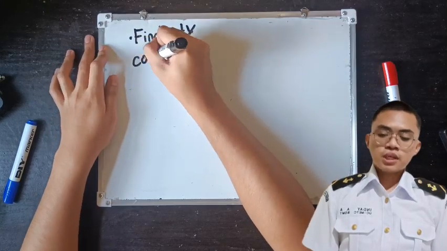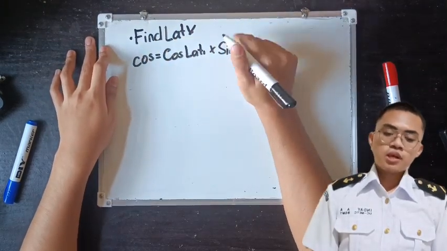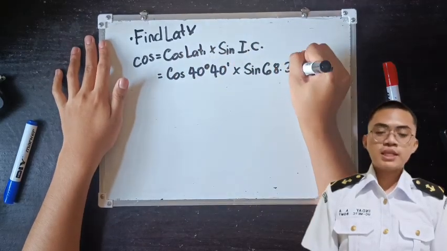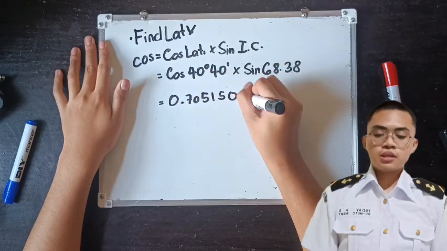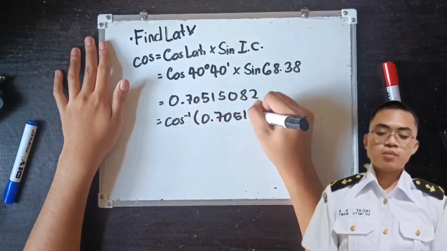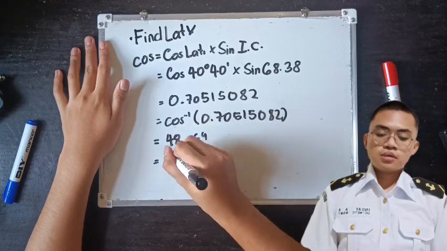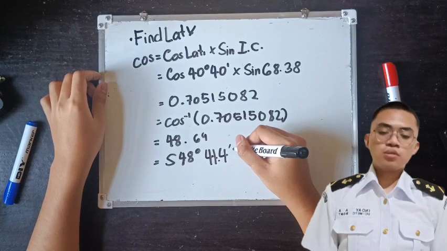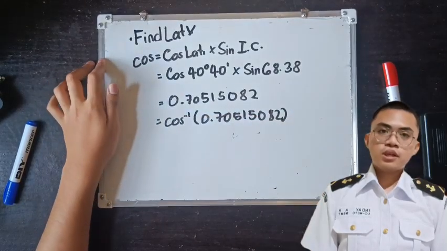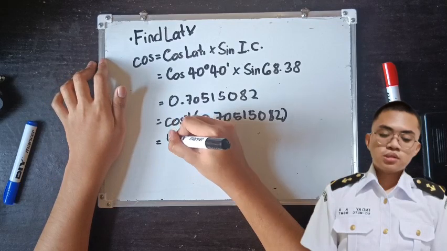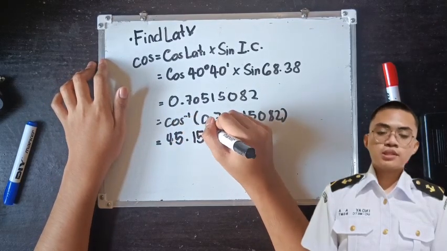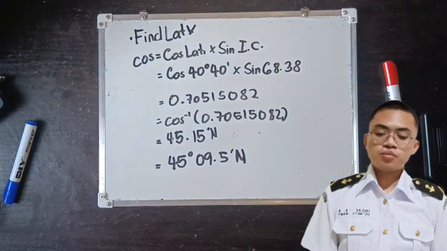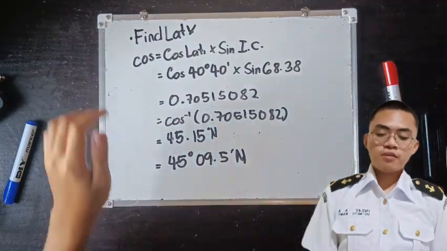In latitude of vertex, the formula will be cosine latitude 1 times sine initial course. In this problem, we have cosine 40 degrees 40 minutes times sine 68.38. The answer will be 0.705150582. And by using the shift cosine function, we can obtain 45.15 north. The name for this is according to the name of the latitude 1. Since latitude 1 is north, we name this north. So this will be equal to 45 degrees 09.5 minutes north.